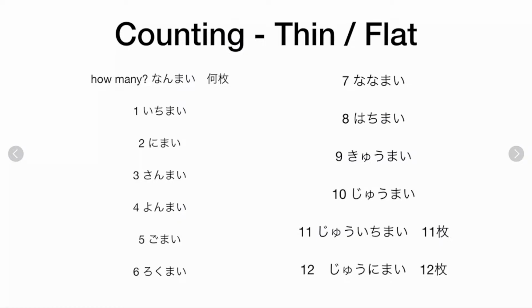Thin flat things are counted with the mai counter. Again, we don't have to spend too long on learning these counter words, but you know, ichimai, nimai, sammai, yommai, gomai, rokumai, nanamai, hachimai, kyumai, jumai. This one is simple. Okay, it's just number plus mai.